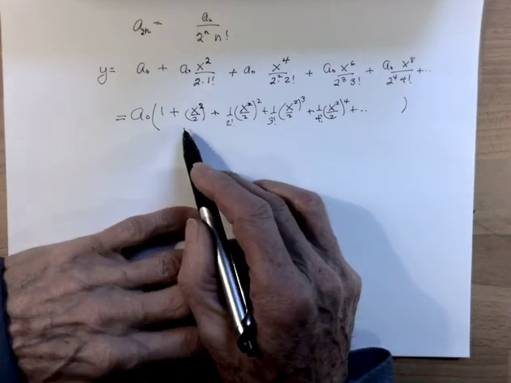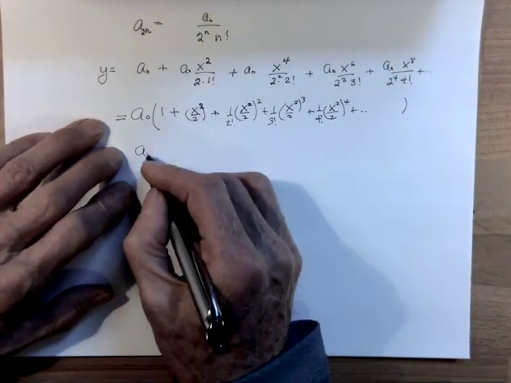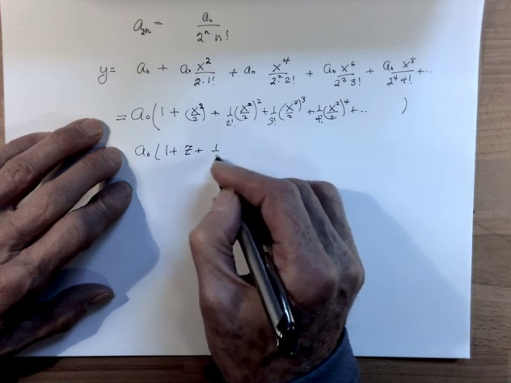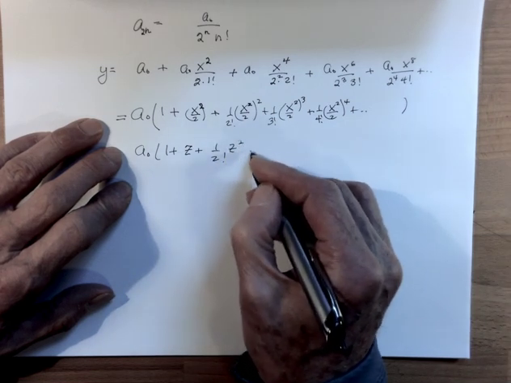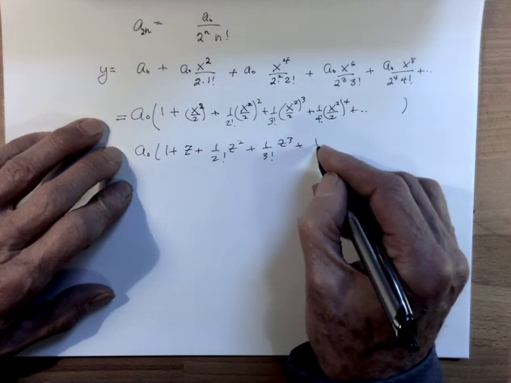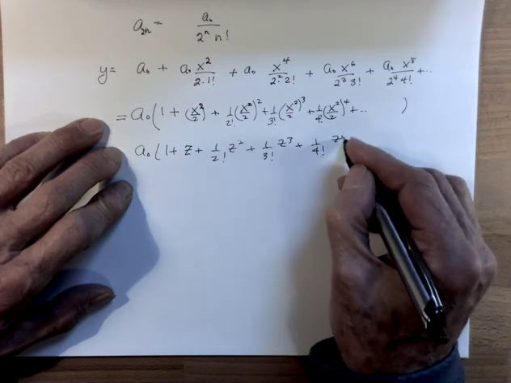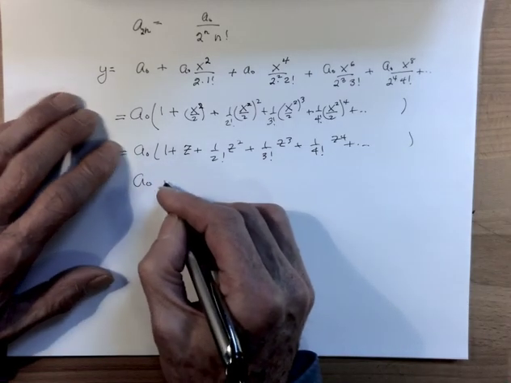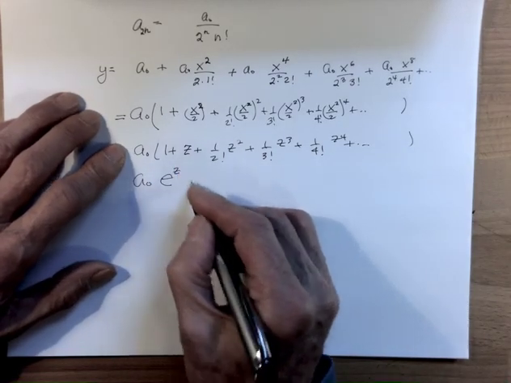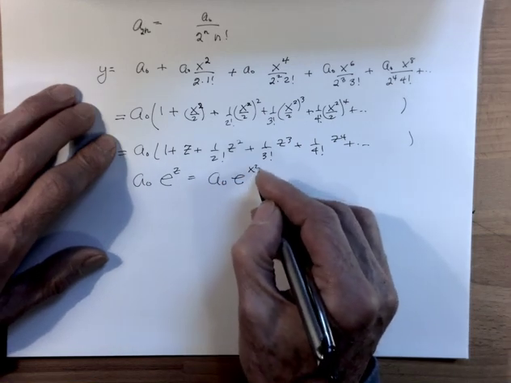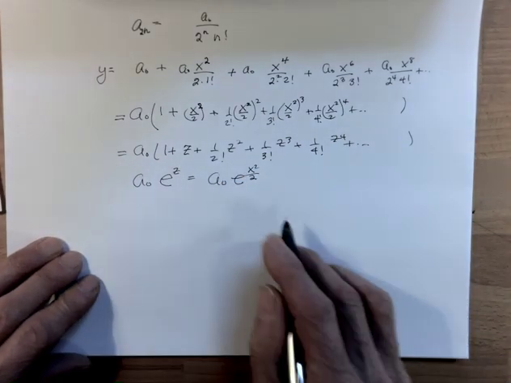And if you look at that carefully, that looks like a0 times 1 plus z plus 1 over 2 factorial z squared plus 1 over 3 factorial z cubed plus 1 over 4 factorial z to the 4th. That is in fact a0 e to the z, which of course is a0 e to the x squared over 2. And that's the answer.